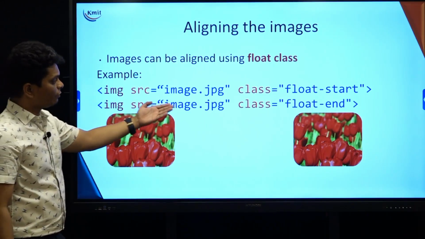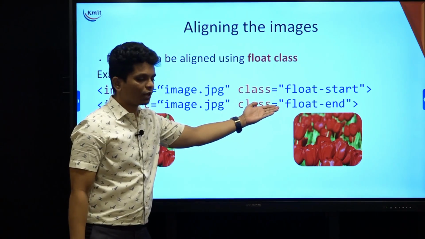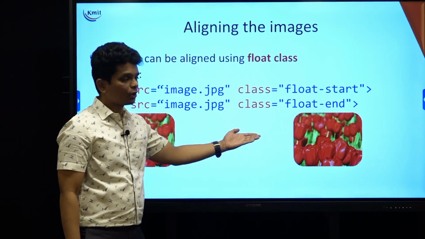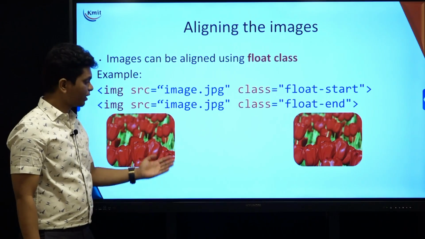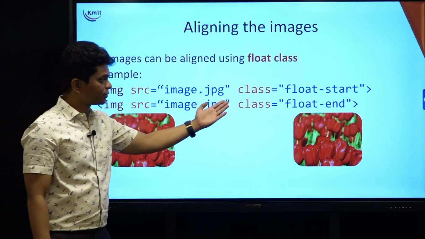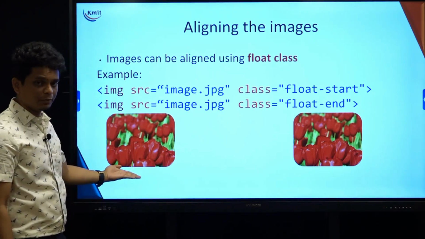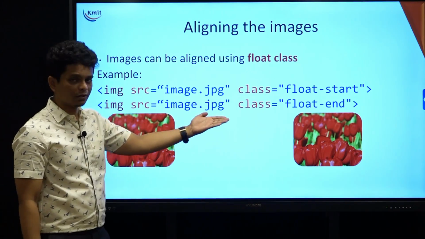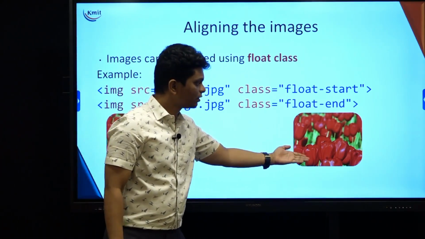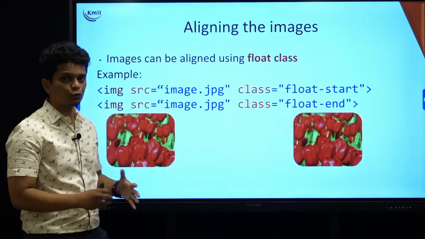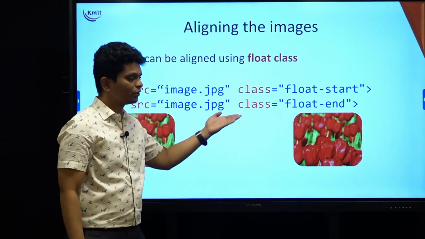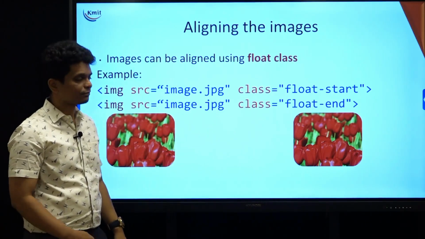And also we have classes like float start and float end to align our images according to the requirement. Like here, at the start we can insert an image using the float start, and at the end we can insert an image at the end. So these images show up at different points based on the alignment classes.